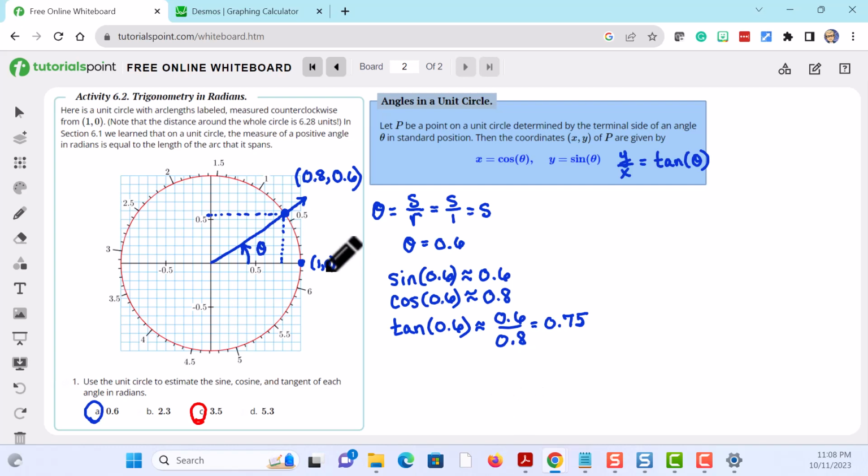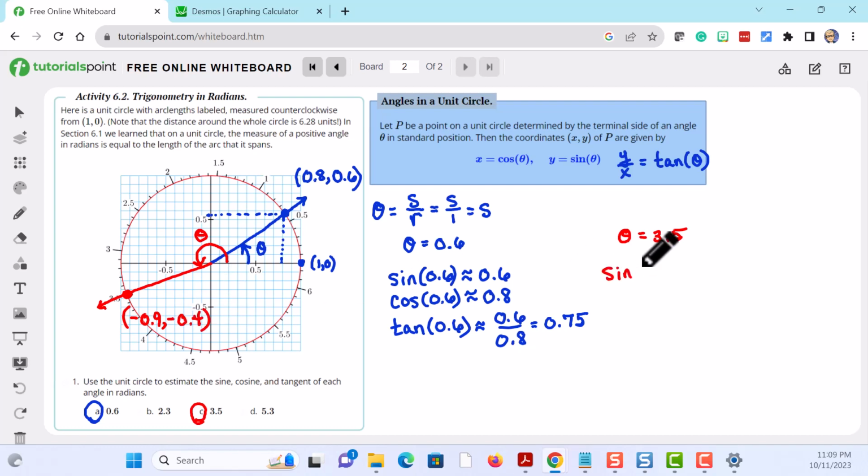So like we did before, we'll start at the point 1, 0. We'll measure counterclockwise until we get to 3.5. To see the angle, we'll draw a ray from the origin. We'll rotate counterclockwise from the positive x-axis. And this is our theta, where theta is equal to 3.5. In order to find the trigonometric function values, we need to label the point. It looks like the x-coordinate's approximately negative 0.9. And the y-coordinate, looking over at the y-axis, is approximately negative 0.4.